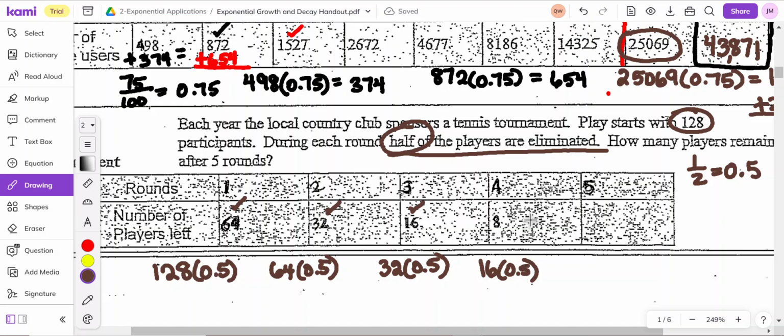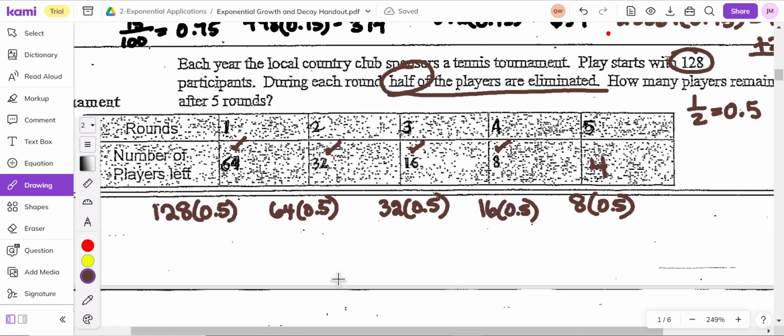Guys, let's make sure that we're only talking when you're answering the question, okay? And after the 5th round, you're going to have 4 players left, okay? Caleb, focus. Please. You talking, continuing to disrupt my class is not nice.